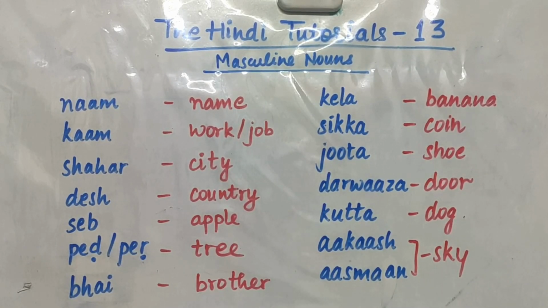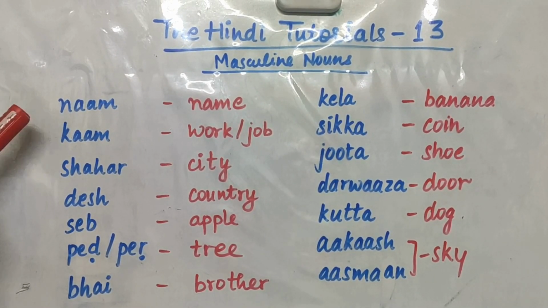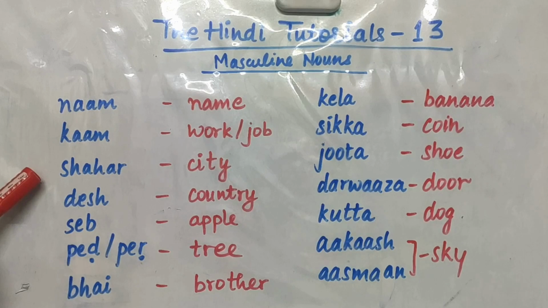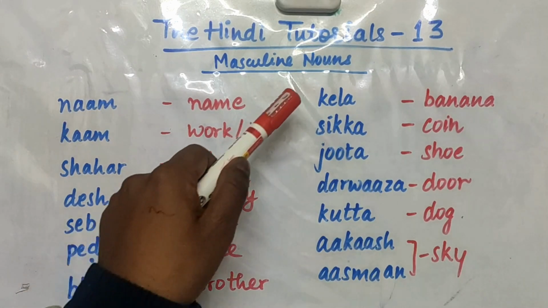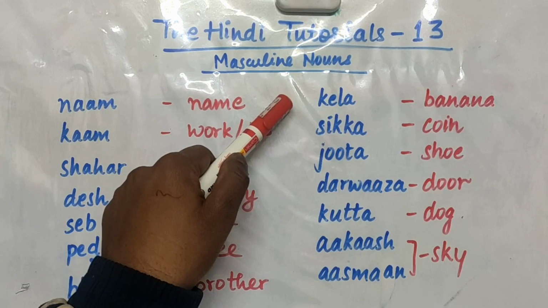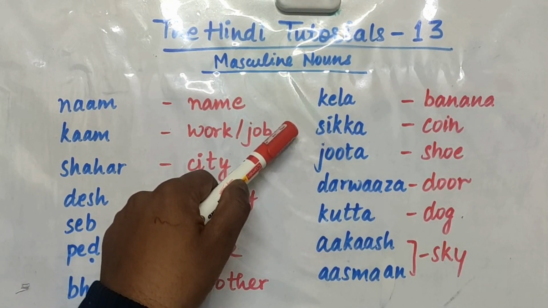The next set of words is masculine nouns. All these words that you can see on your screen are male words. Naam is name. Kaam is work or job. Sheher is city. Desh is country. Seb is apple. Ped is tree. Bhai is brother. Kela is a banana. Sikka is coin, a currency.